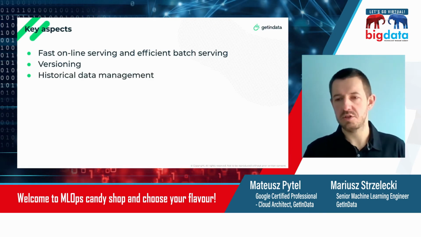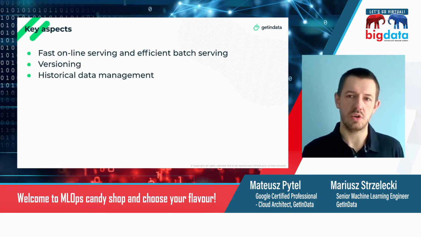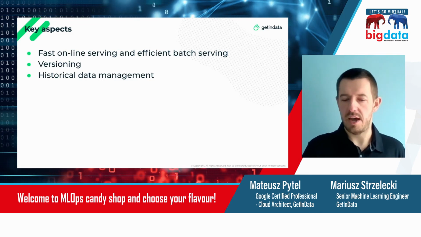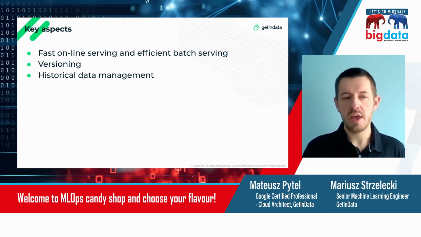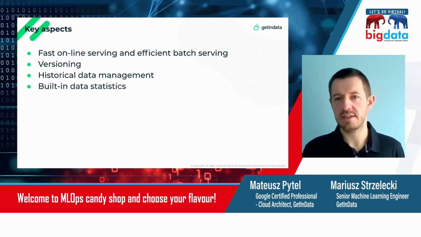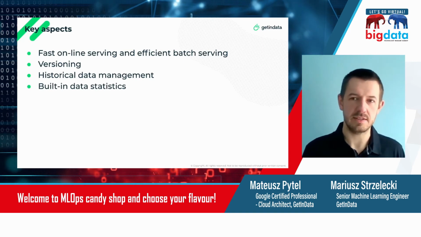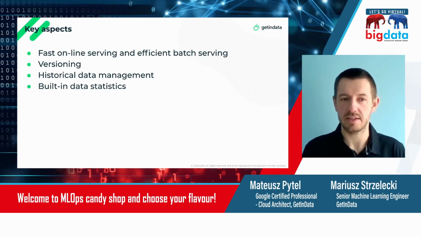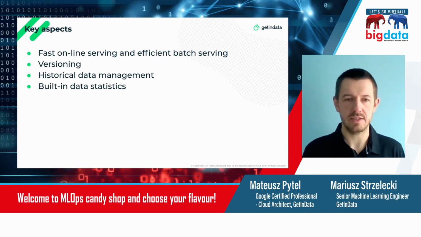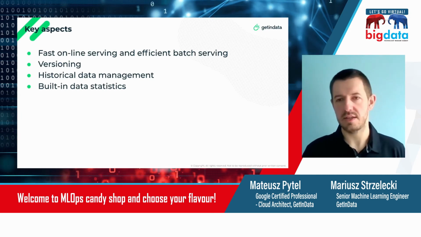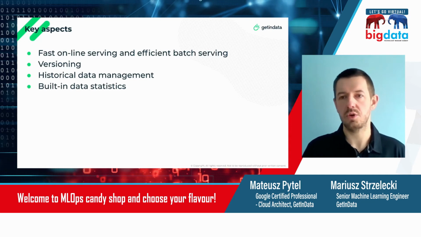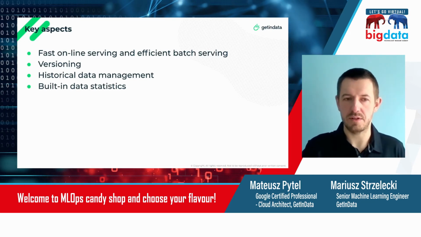We want historical data management, because maybe you'd like to split your input data into pre-COVID and after-COVID times, and the feature store should support it. We would like to get some built-in data statistics, because data analysts, well, they trust the data only if they see the statistics, number of nulls in some column or something like this. So we want to have some data statistics that would be calculated automatically and ensure that the data can be trusted and is stored in the way that data scientists expect for a model.